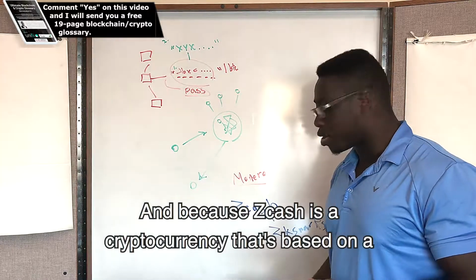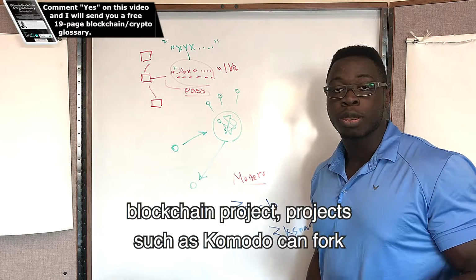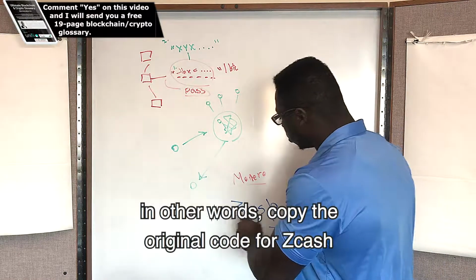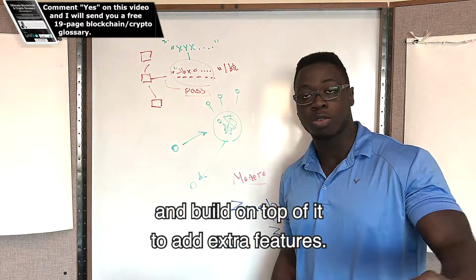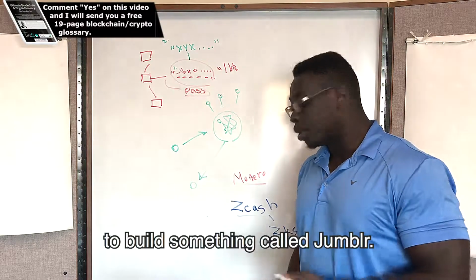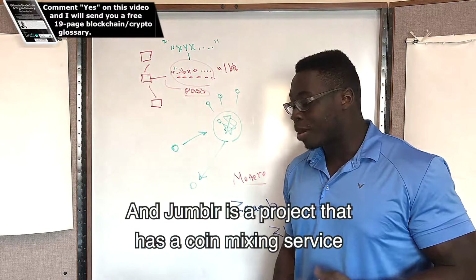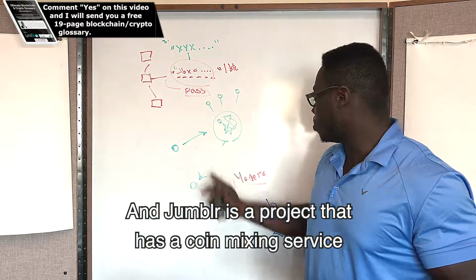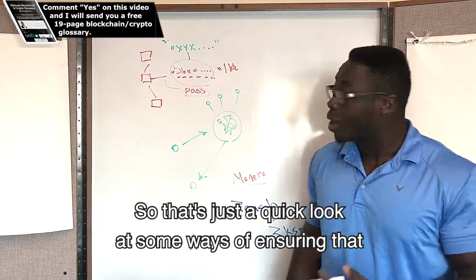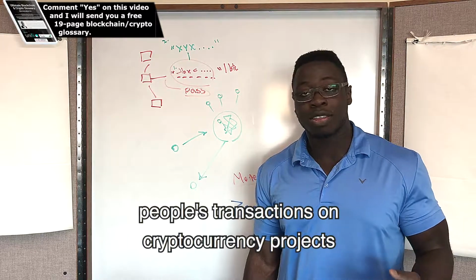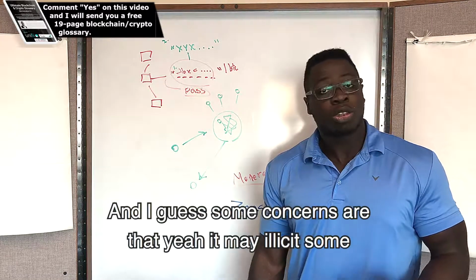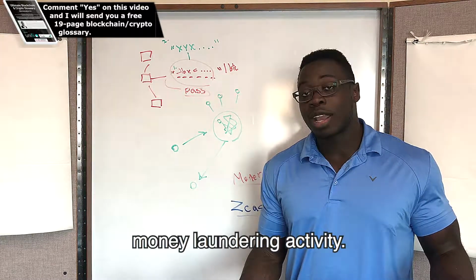And because Zcash is a cryptocurrency that's based on a blockchain project, projects such as Komodo can fork, in other words, copy the original code for Zcash and build on top of it to add extra features. Komodo actually leveraged some of the technology in Zcash to build something called Jumbler. And Jumbler is a project that has a coin mixing service built into the protocol. So that's just a quick look at some ways of ensuring that people's transactions on cryptocurrency projects are truly anonymous.